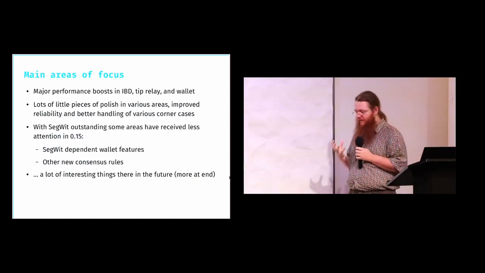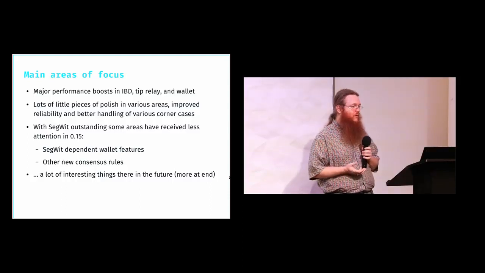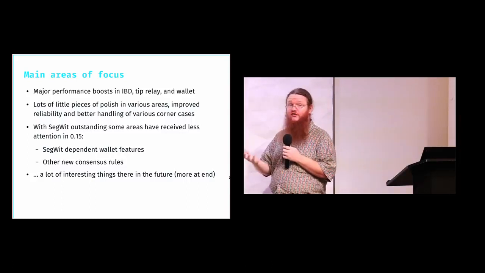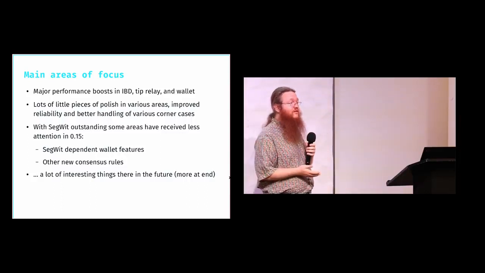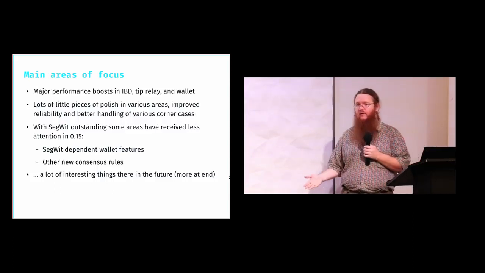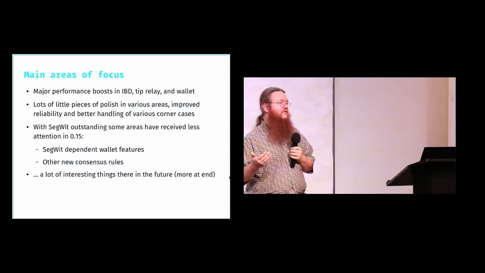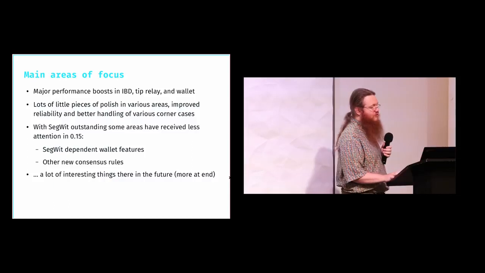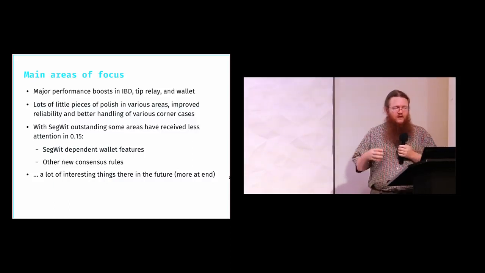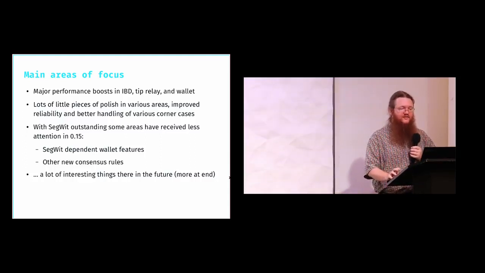So in 0.15, we had a couple of big areas of focus. As always, but especially in 15, we had a big push on performance. One of the reasons for this is that the Bitcoin blockchain is growing, and just keeping up with that growth requires the software to get faster. But also, with SegWit coming online, we knew that the blockchain was going to begin growing at an even faster rate. And so there was a desire to try to squeeze out all the performance we can to make up for that. In 0.15, there's a lot of places where little bits of polish and various corner cases to make them more reliable.